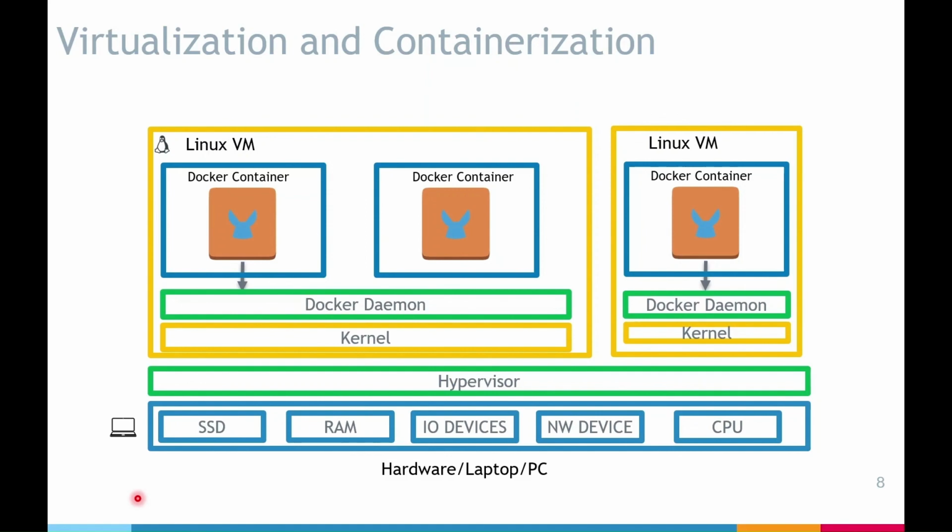So now let's sum up everything that we have learned so far. We start with the physical hardware, that is a bare metal server. In the diagram, it's represented as a hardware laptop or PC, which has all required components like SSD, RAM, IO devices, network devices, and CPU, of course. On top of it, we install a hypervisor. Now, the hypervisor could be type 1 or type 2. Using this hypervisor, we can virtualize multiple operating systems. So here we have two Linux VMs, which are installed on top of this hypervisor. And on each Linux VM, you can install Docker. And on top of the Docker runtime, you install Docker containers. So this is how virtualization and containerization go hand in hand and help us to achieve resource isolation.